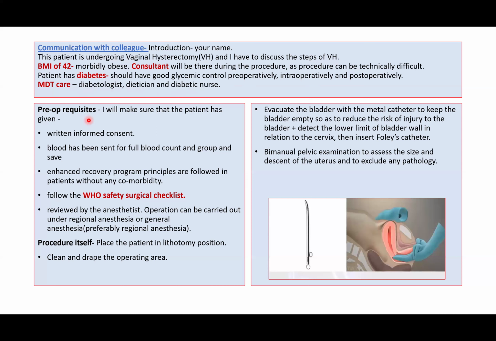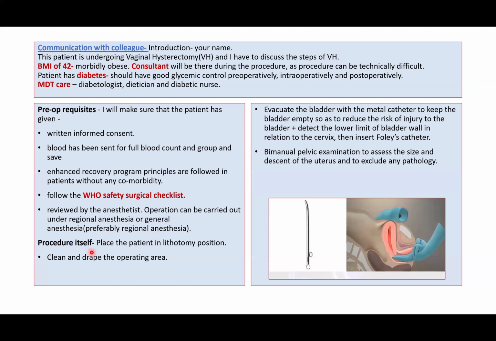Then prerequisites, I will make sure that the patient has given written informed consent, and blood has been sent for full blood count and group and save. Enhanced recovery program principles are followed in patients without any comorbidity. Followed a WHO surgical safety checklist. Patient has to be reviewed by the anesthetist and it can be either regional anesthesia or general. Preferably, it is regional anesthesia.